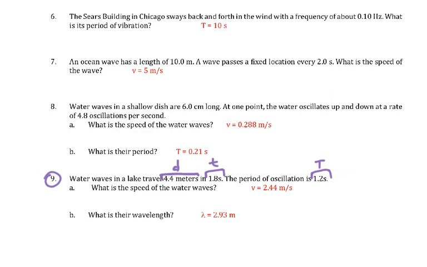So for letter A, what is the speed of the water waves? With the information we have, it would make the most sense to use v equals d over t, because I don't know the wavelength and I don't know the frequency. I don't want to use the other velocity equation. Once I know the velocity, though, for letter B, I can use the second equation, velocity equals frequency times wavelength, to determine wavelength. I am also going to need to do a quick little frequency formula since it gave me period and not frequency.